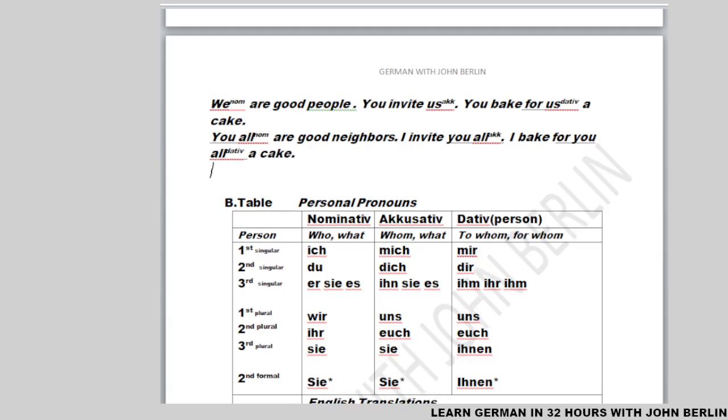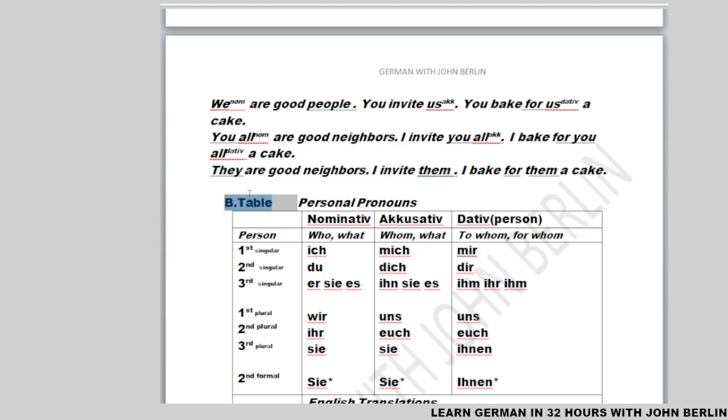Okay. Now moving forward, let's come to third person. They are good people, or let's call them neighbors. I invite them and I bake for them a cake. So let's get started. We are looking for they, we are looking for them, and we are looking for them. These are the pronouns we are looking for. Underline them. So we begin with they, and then we'll go to them.